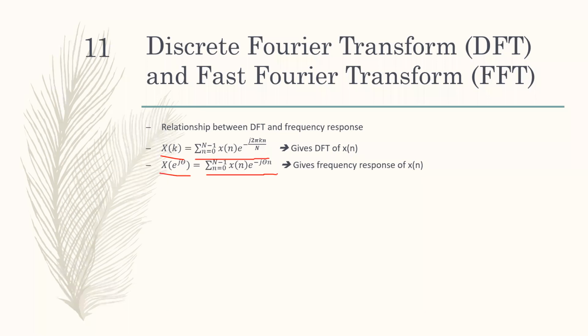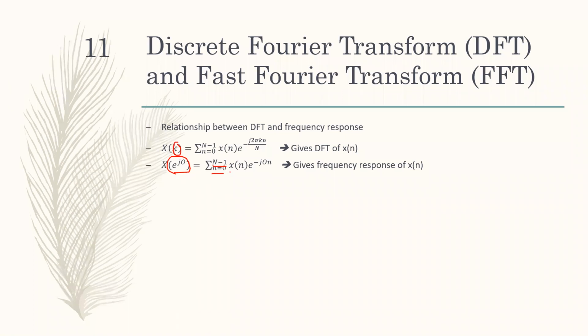So this was also present in the previous discussion that we had. This gives you the frequency response of the signal x of n. Now when I compare these two signals, see what changes you can observe. Here n is equal to 0 to N minus 1. This is also the same; this is the summation. Here, instead of k, it is e raised to j theta.